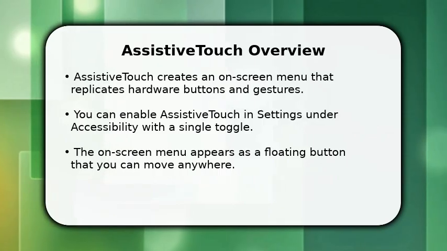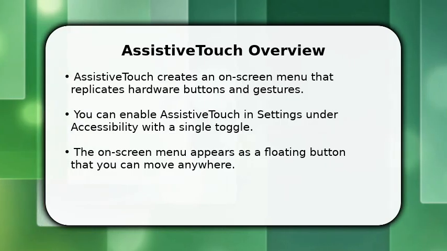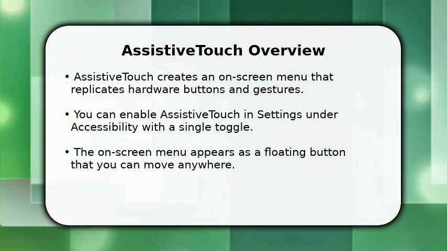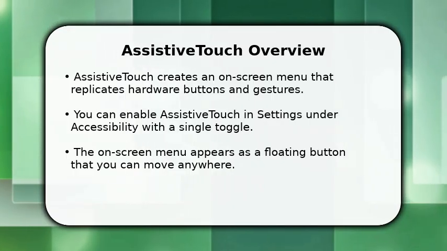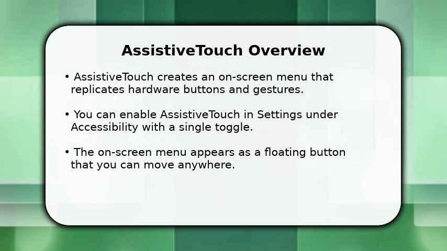Enabling displays a floating button on your screen you can move anywhere. The button opens a menu for Home, Siri, Control Center, and more. It reduces device handling and protects buttons from wear. Use it to streamline actions and perform tasks with fewer taps.